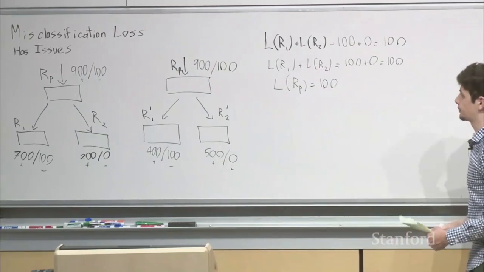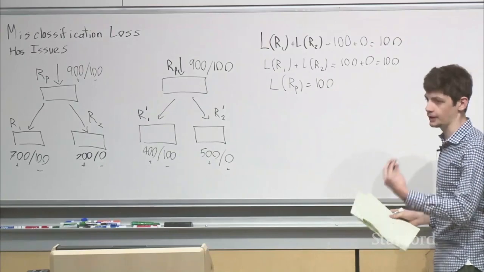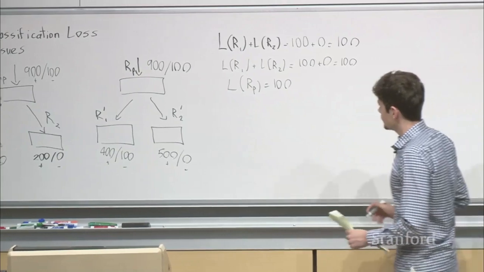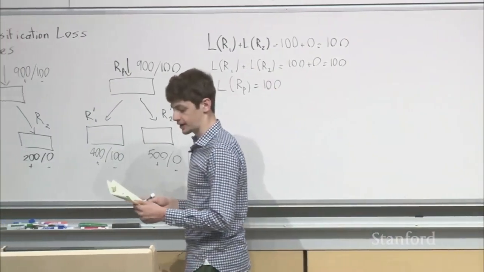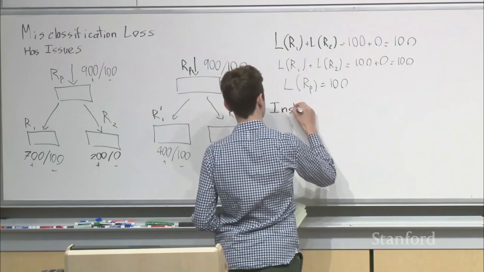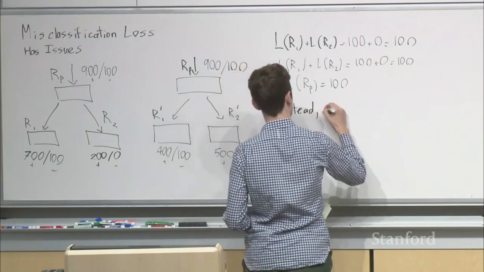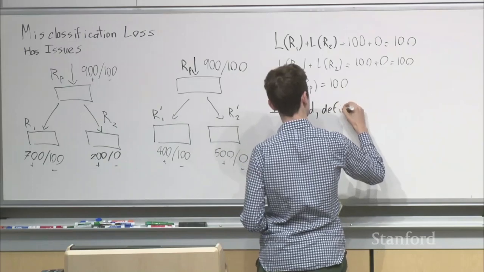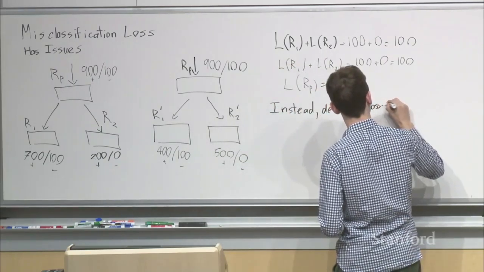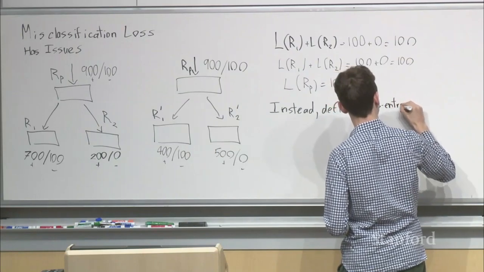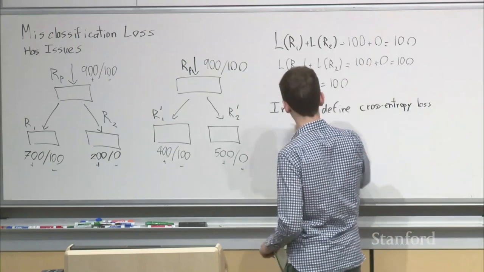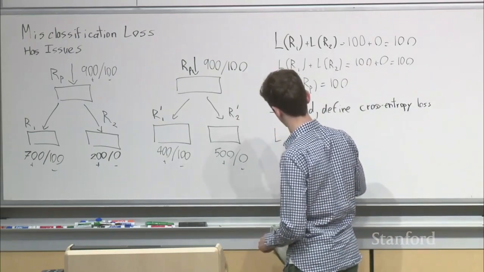So you haven't really, according to this loss metric, changed anything at all. And that brings up one problem with the misclassification loss, which is that it's not really sensitive enough, okay? So instead what we can do is define this cross-entropy loss, which we'll define as L cross.